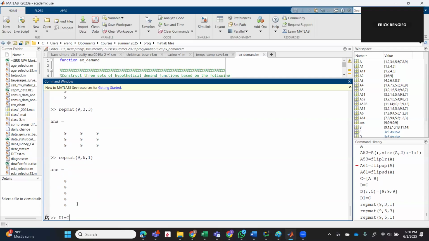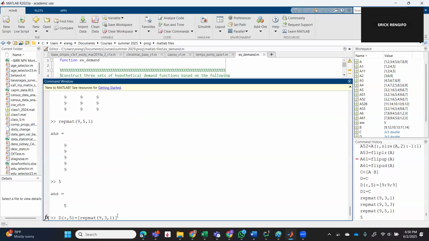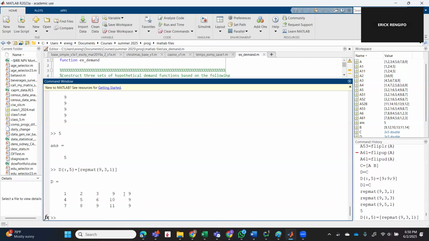Okay, so instead of doing this stuff, I can do this, which is also feasible. Repeat 9 3 times, 1, and put these values in D. We use all the rows, position 5. Here we go.